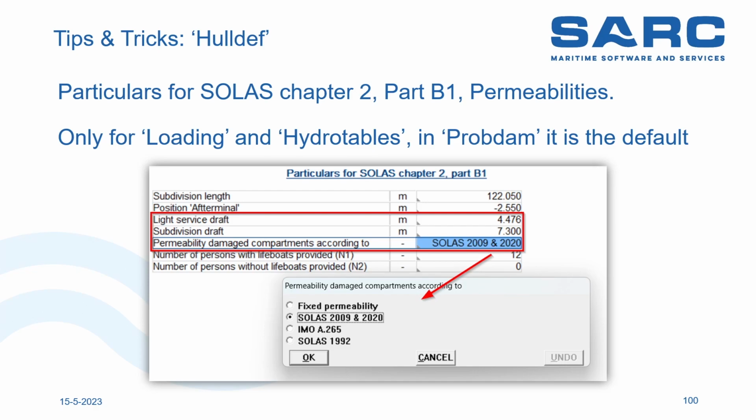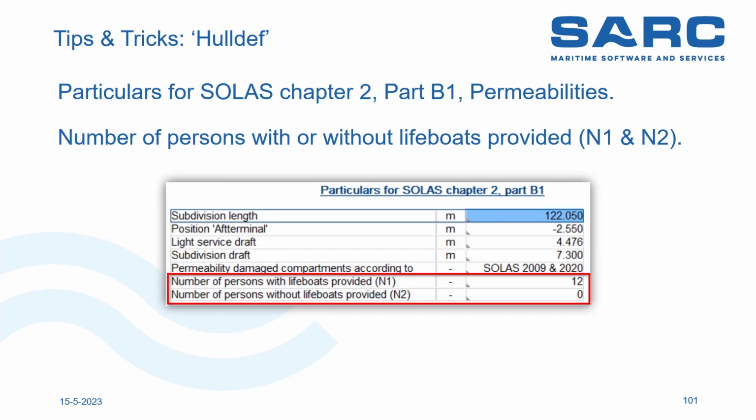So this allows you, when you want to recreate a damage case, to also take into account, for instance, the change in permeability of your dry cargo hold in the deterministic damage stability calculation. In Probdam, it's of course the default. Then, well, this is basics. The number of persons for the lifeboat provided can be entered here too.